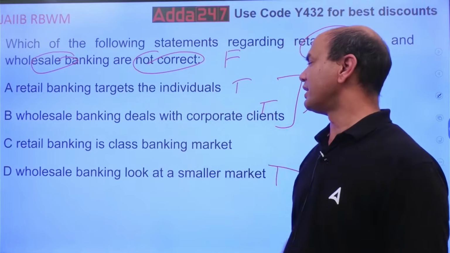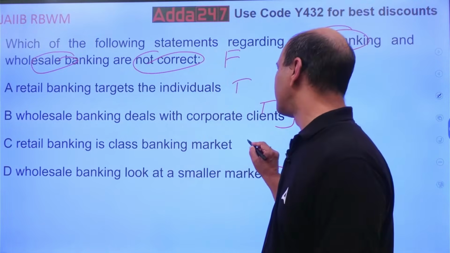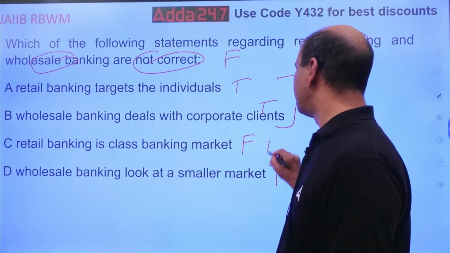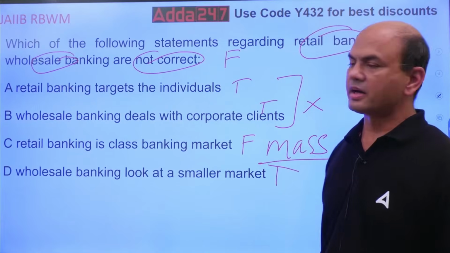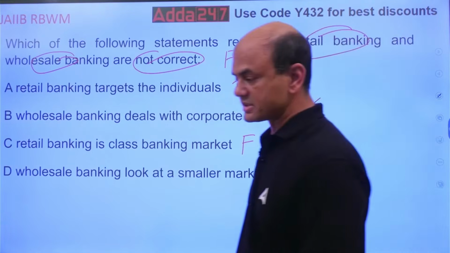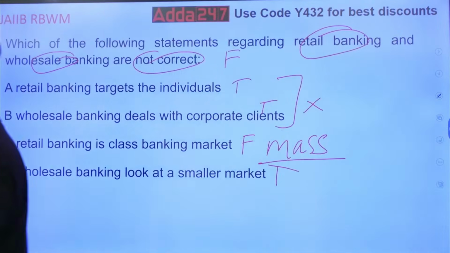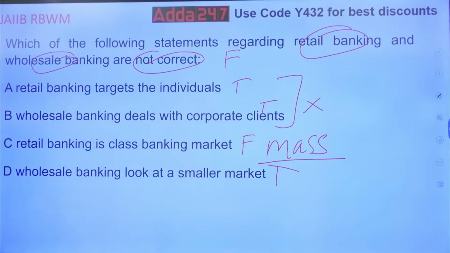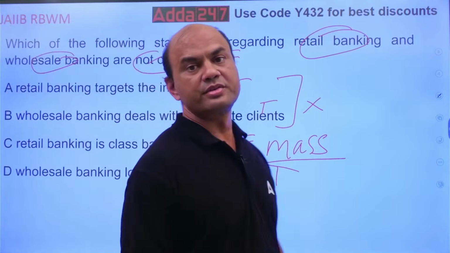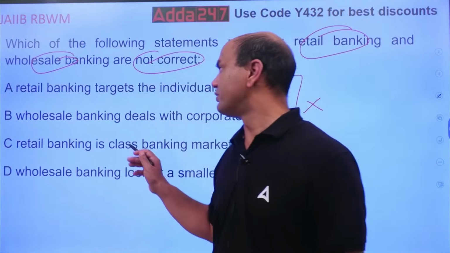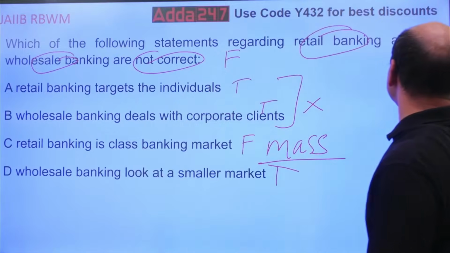But retail banking is a class banking market. That is false. Retail banking is a mass banking market. Mass. Retail is a mass banking, not a class banking. Kindly note, retail is a mass banking, not a class banking. Okay? Got it, everyone? So, the answer is C. Which of them is not correct? So, C.